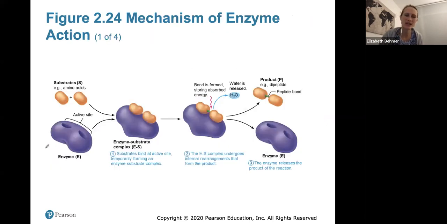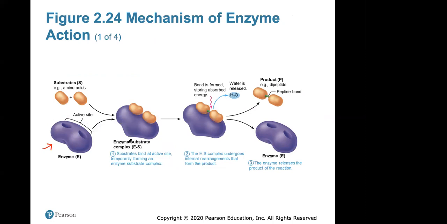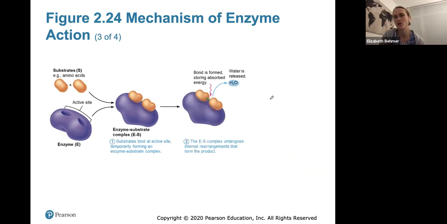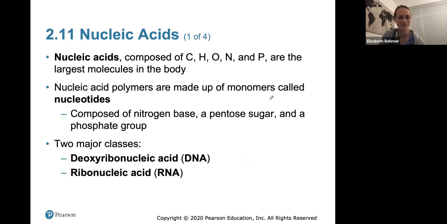So for example, here's an enzyme in purple. They have an active site, which is very specific for a substrate that will bind to them. We form an enzyme substrate complex. Bonds will be formed, waters will be released, and then we form a product. So enzymes are not used up in the reaction. Enzymes can be used over and over again, but they're very specific for the reaction that they will help catalyze or help go more quickly.